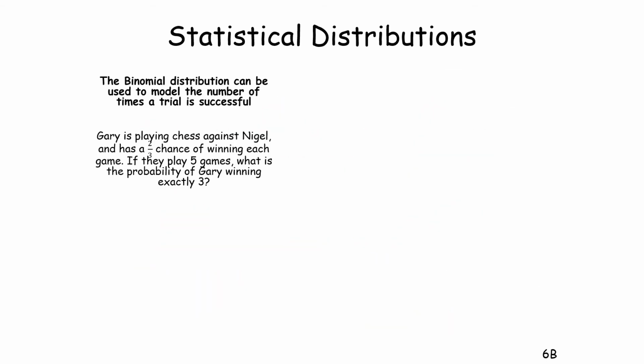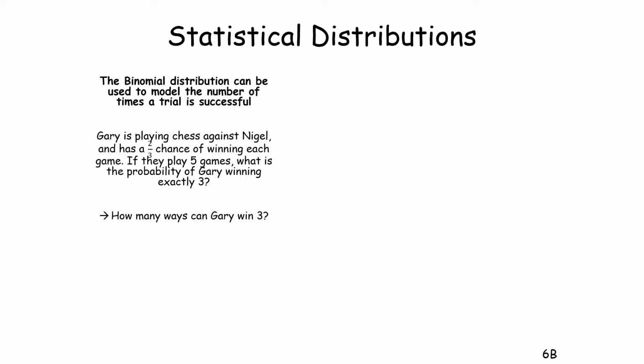Okay, so now we're going to move on and look at the binomial distribution. The binomial distribution can be used to model the number of times a trial is successful. Gary is playing chess against Nigel and has a chance of 2/3 of winning each game. If they play 5 games, what is the probability of Gary winning exactly 3?